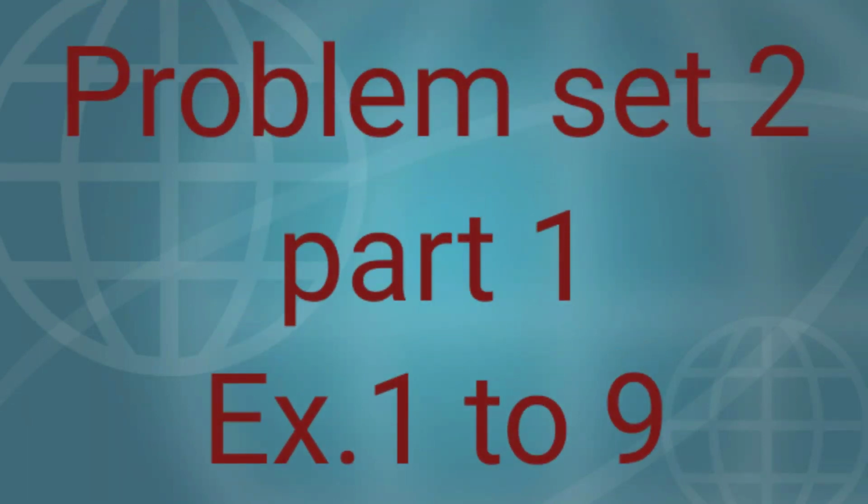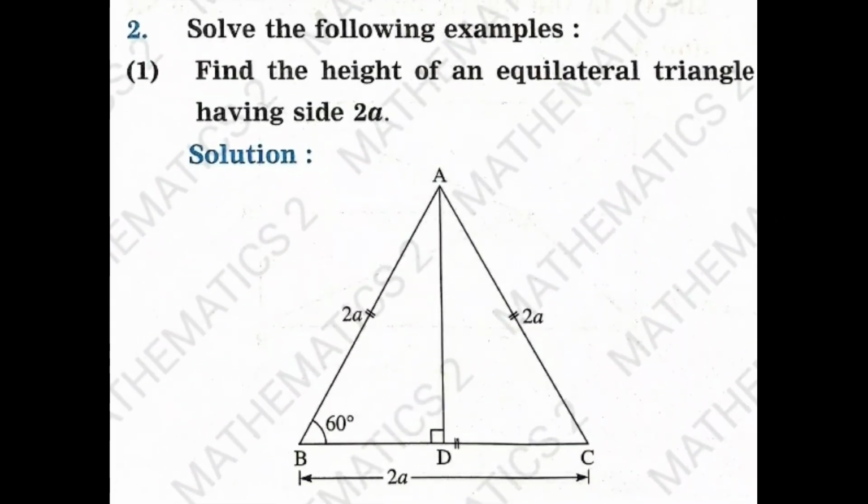Hello students, today we will solve problem set 2. Question number 2. Solve the following examples. Find the height of an equilateral triangle having side 2a.